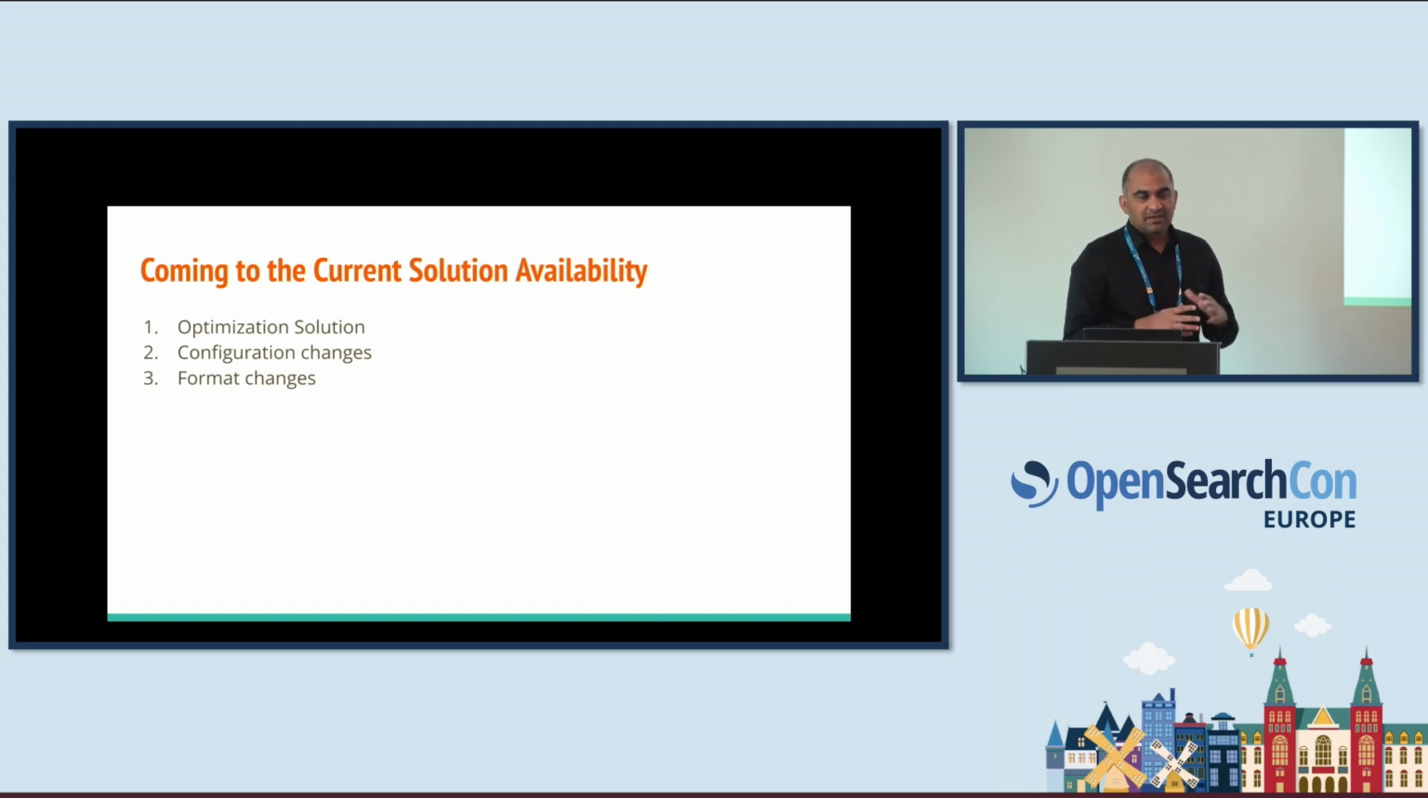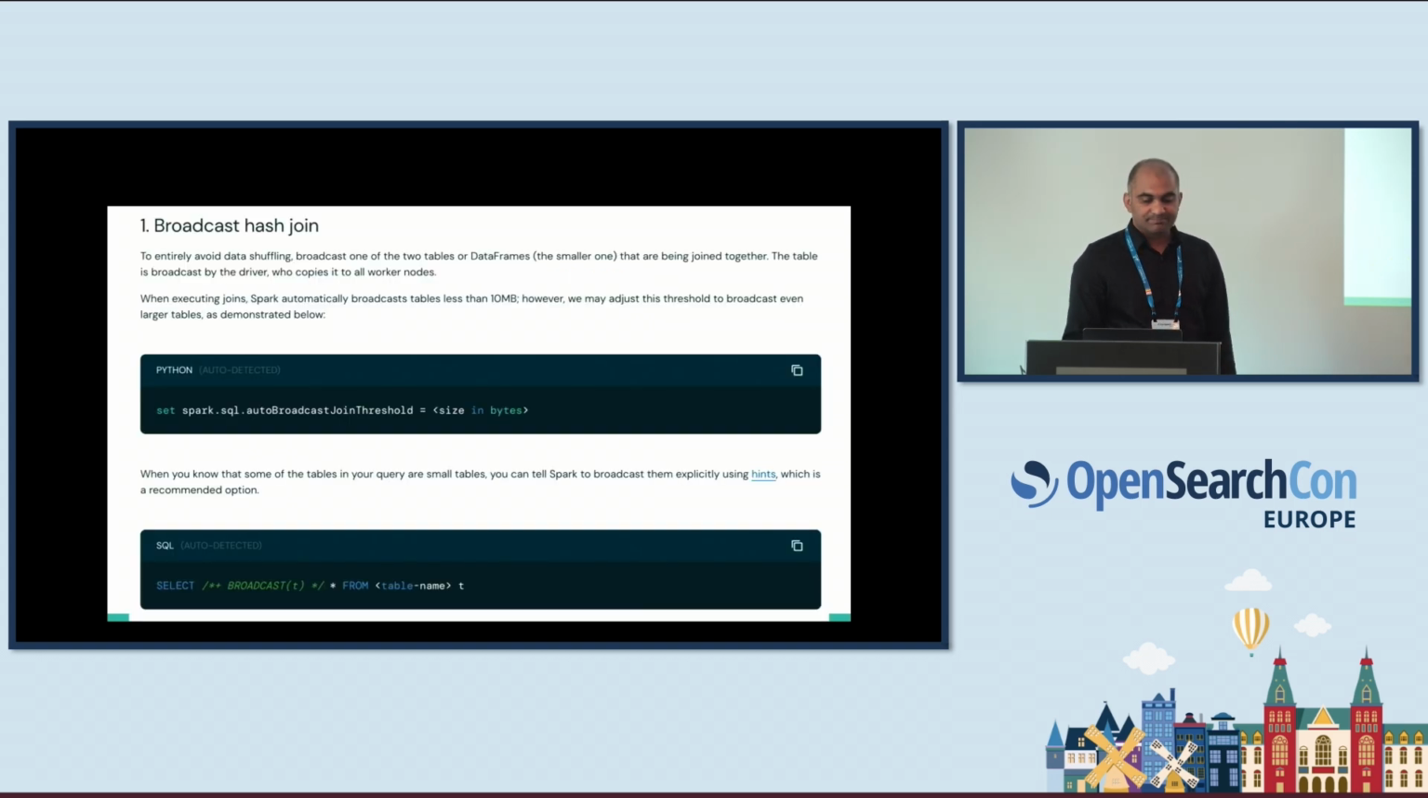So understanding this, the current solution availability is that there's an optimization solution. There could be configuration changes or format changes based on, let's say, if you're just reading JSON data or CSV data, which could be a bit non-performant. But you can convert that to Delta format, which could help you get some more performance benefits out of it.